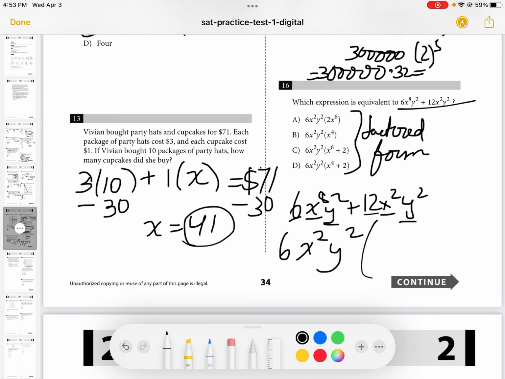And then what we're left with: 6 divided by 6 is 1. X to the 8th divided by x squared is x to the 6th. Y squared divided by y squared is 1. Now plus 12 divided by 6 is 2. X squared divided by x squared is 1. Y squared divided by y squared is also 1. So that's our factored form, and we have answer choice C right there.